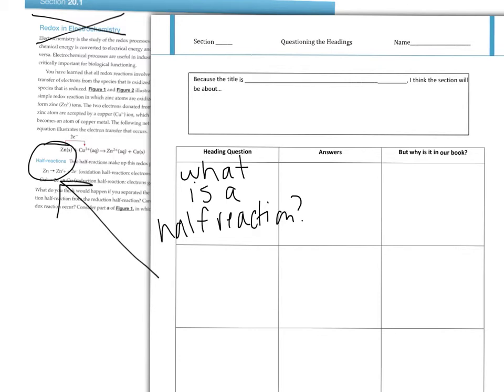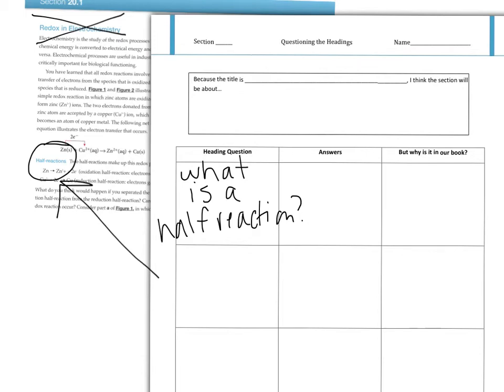So after I go through and make a question for each heading, the only kind of rule here is that you can't make the same kind of question each time. I can't say, what is a half reaction? And then what is the next heading? And what is the next heading? For each of the headings in the chapter, you have to turn into a different kind of question. So with half reaction, I could have said, how are half reactions made? Why are half reactions important? Anything like that, okay? Who discovered half reactions? So there's an endless amount of questions you could make, okay?